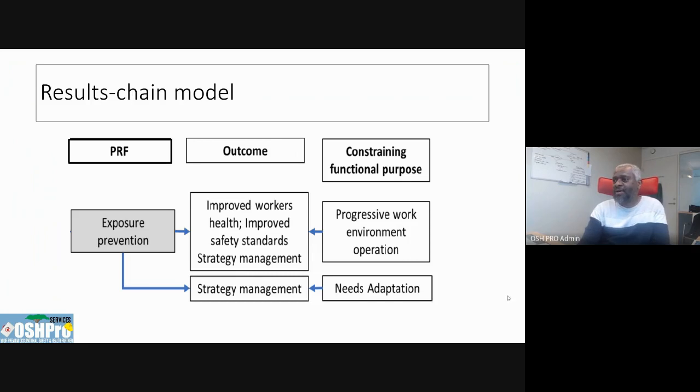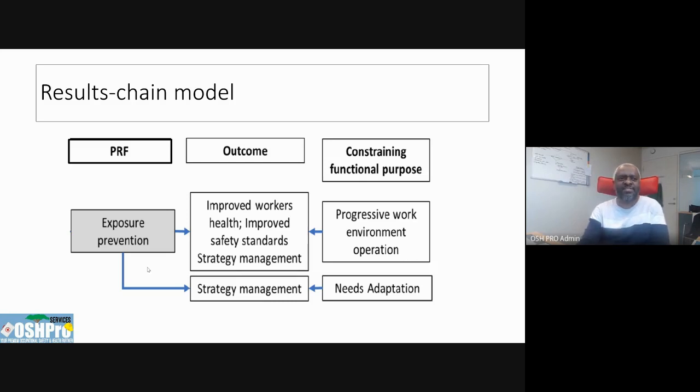And then you have to work within needs adaptation. These are an example. There are more. But what are the outcomes of that purpose-related function, exposure prevention? Improved workers' health, improved safety standards, improved strategy management. You need strategy management for both needs adaptation and progressive work operation. So you have your constraints, which guide you to your outcome. And then you have the purpose-related function, the exposure prevention, which is what you need to do.